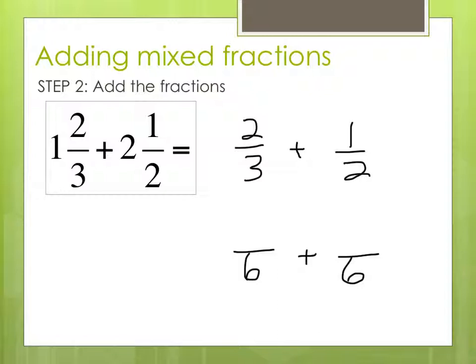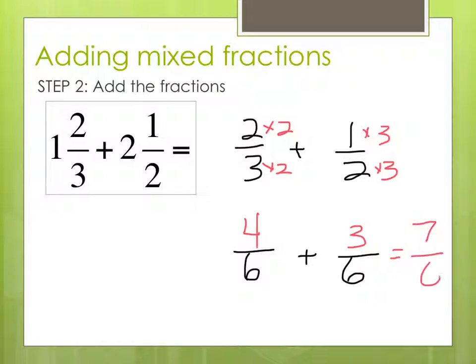So 3 times 2 gives us 6. So whatever we do to the bottom, we do to the top. So 2 times 2 gives us 4. And for our second fraction, 1/2, we know that 2 times 3 equals 6. And so whatever we do to the bottom, we do to the top. So 3 times 1 is 3. So when we add these fractions together, we now have 7/6.